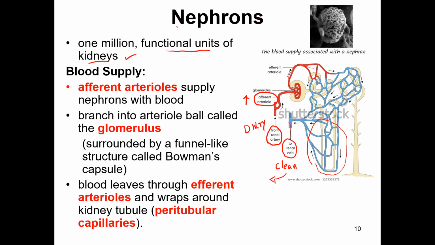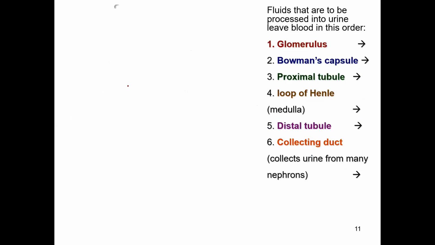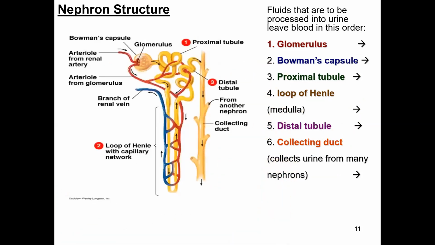And this picture here is an electron microscope diagram of a glomerulus, the ball of cells, ball of capillaries. So the nephron, blood is going to leave the glomerulus. Remember, that's blood. So the nephron is the Bowman's capsule, and then the filtrate moves into the proximal tubule, the loop of Henle, the distal tubule, and then the collecting duct.